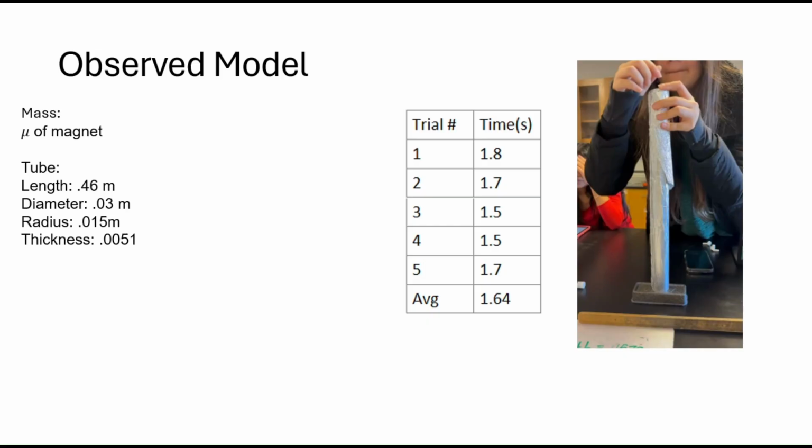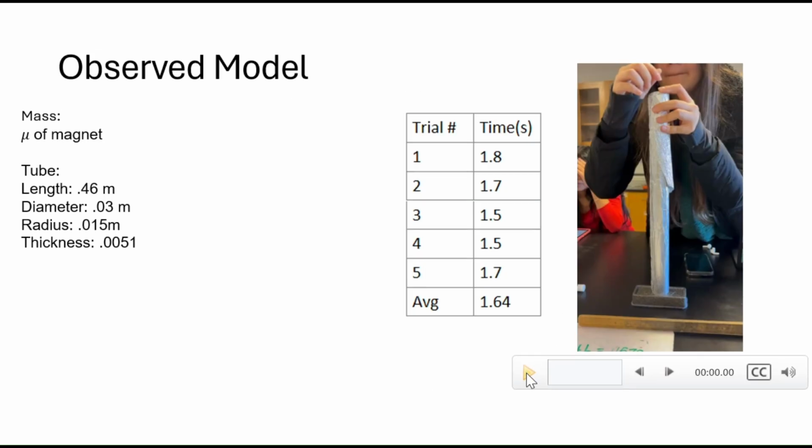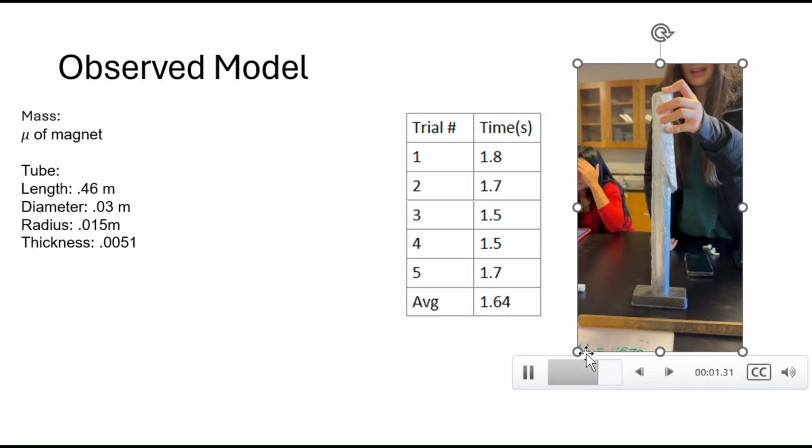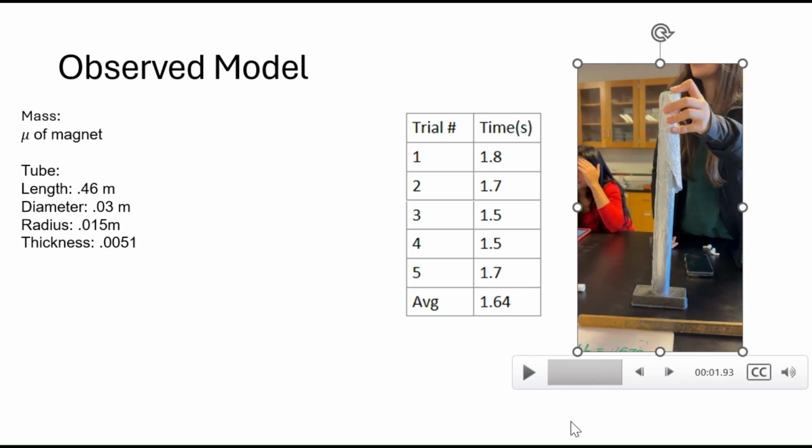Okay, the observed model. So this is our experiment. You can see we put the magnet down the tube and you should see that the magnet comes out the end of the tube. Here are 5 trials, and our average time, as I said before, is 1.64 seconds for traveling.